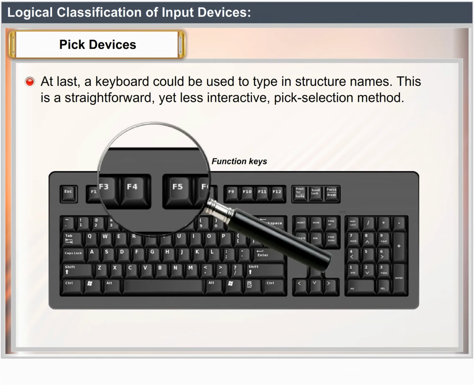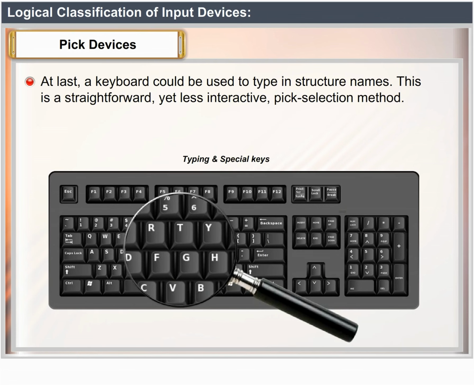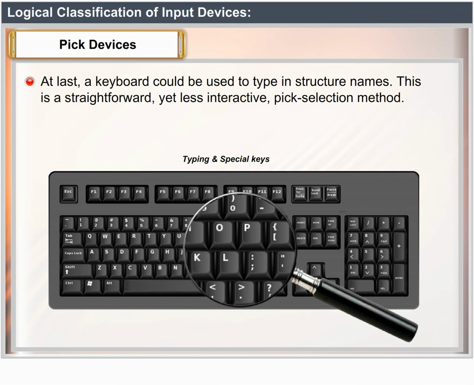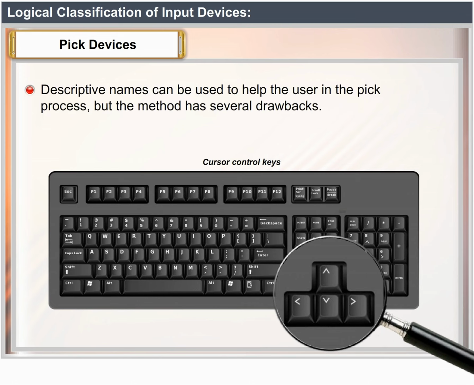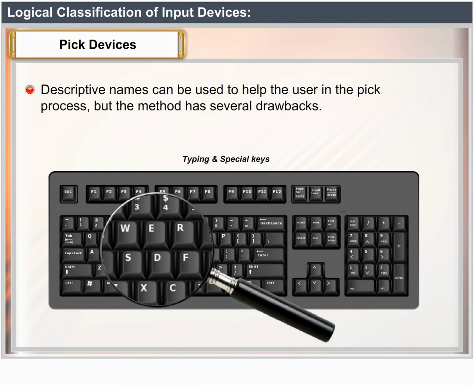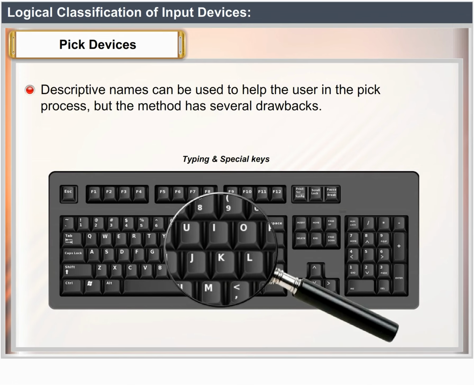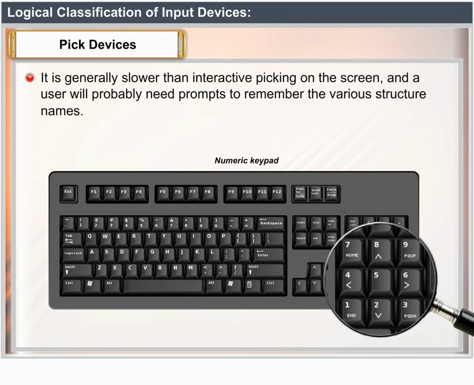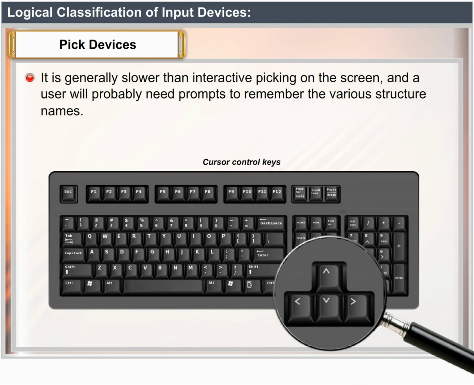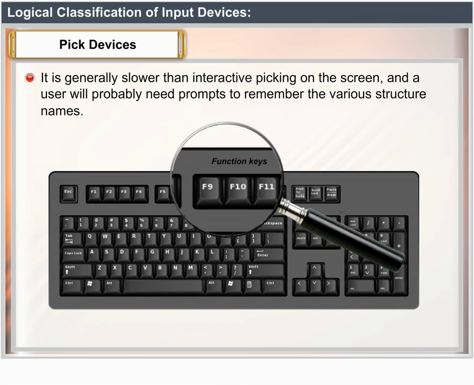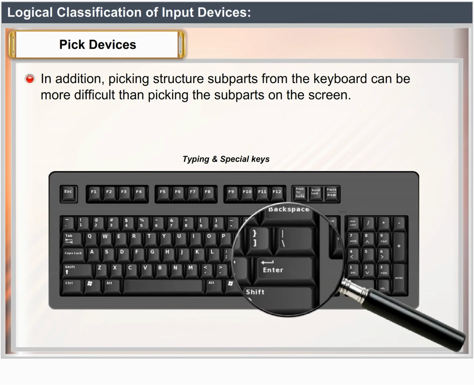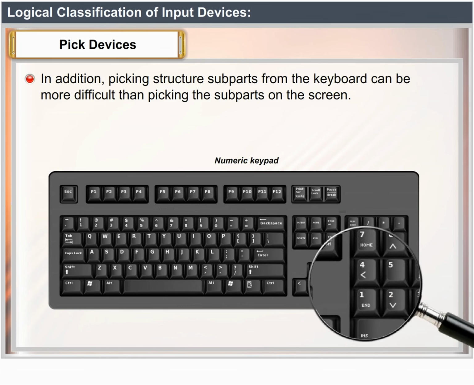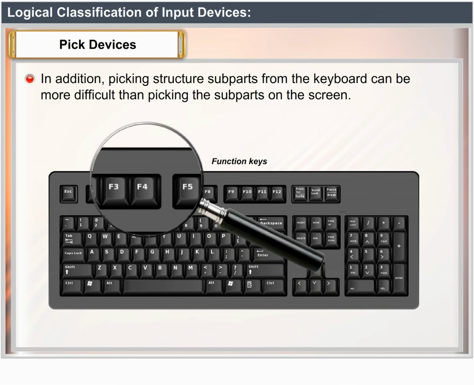Finally, we could use the keyboard to type in structure names. This is a straightforward but less interactive pick selection method. Descriptive names can be used to help the user in the pick process, but the method has several drawbacks. It is generally slower than interactive picking on the screen, and a user will probably need prompts to remember the various structure names. In addition, picking structure subparts from the keyboard can be more difficult than picking the subparts on the screen.